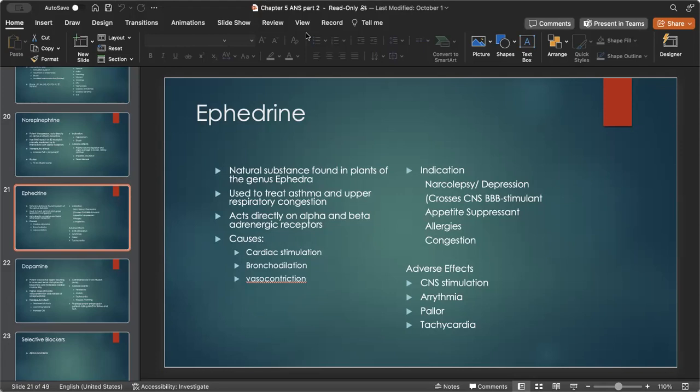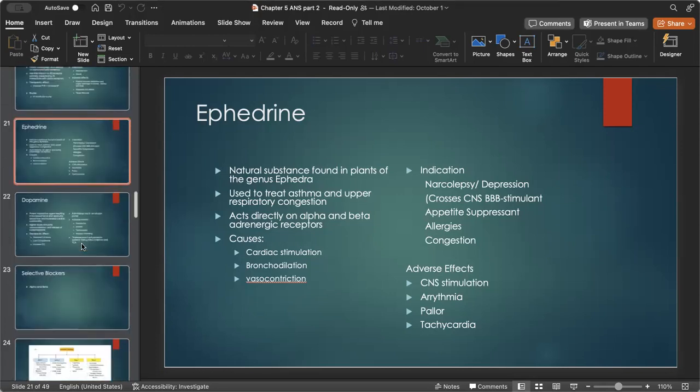Adverse effects include CNS stimulation, arrhythmias. See that pallor and tachycardia? You're going to see an increase in these sorts of symptoms. Why? Because look what it says. It works directly on alpha and beta receptors. So it causes cardiac stimulation, bronchodilation, or vasoconstriction. So because of the fact that it works on those alpha and beta receptors, we're going to have that pallor and we're going to have that tachycardia and we're going to have arrhythmias.